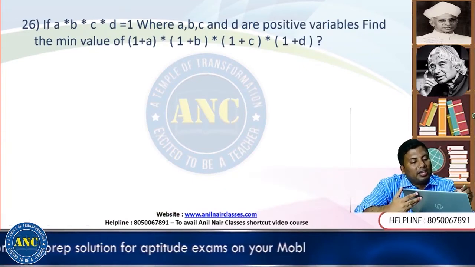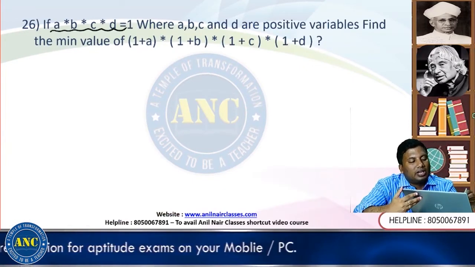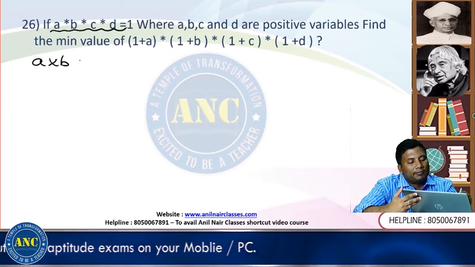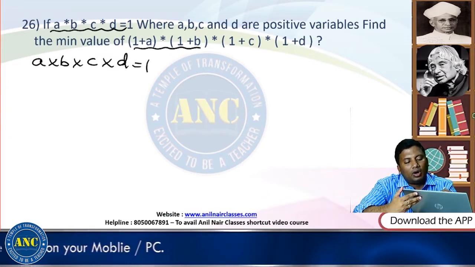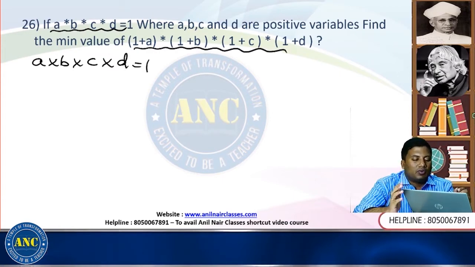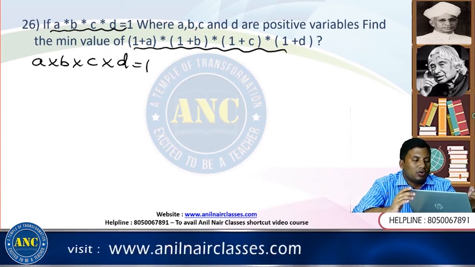26th, if A into B into C into D is 1, what is the minimum value of (1 plus A) into (1 plus B) into (1 plus C) into (1 plus D)? You can do it in 2 methods. Method 1, AM greater than or equivalent to GM.